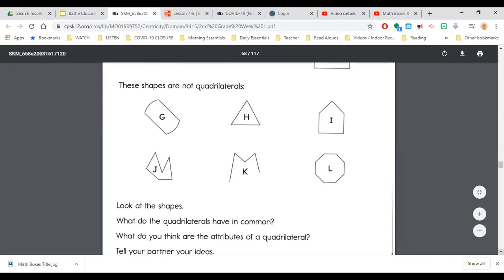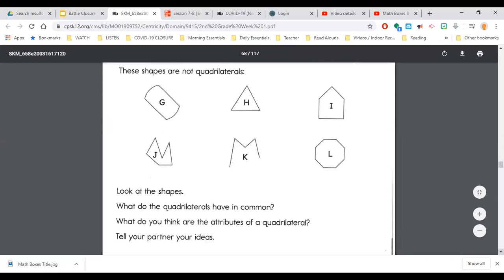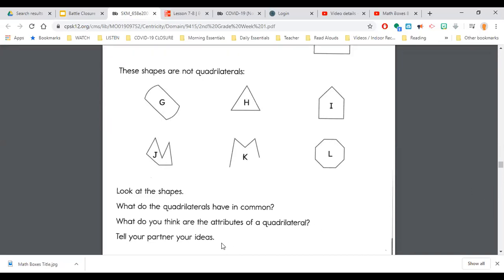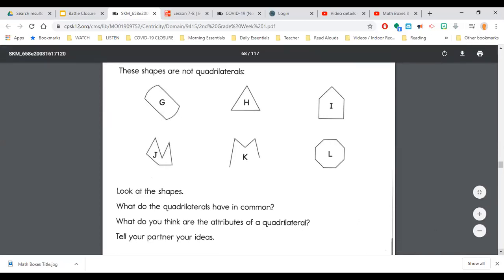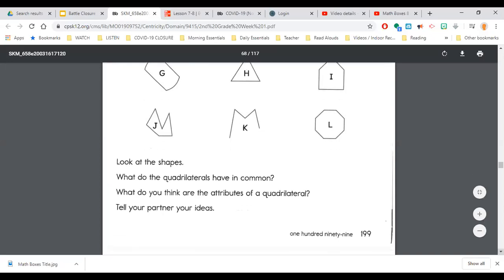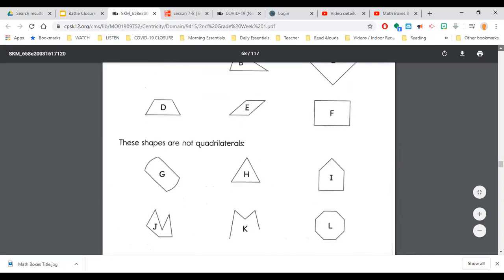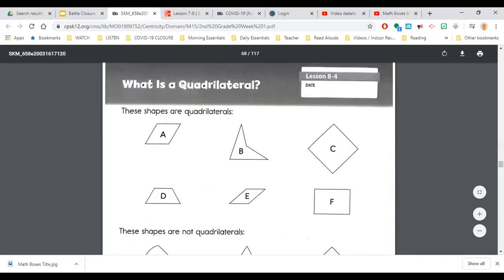Okay, so look at the shapes. What do the quadrilaterals have in common? Give me a few things. What do you think are the attributes of a quadrilateral? So describe using some of those keywords we talked about. It says, tell your partner your ideas. Your partner might be somebody at your house there that you can turn to, and you can explain to them what you notice about what is a quadrilateral and what is not a quadrilateral today.